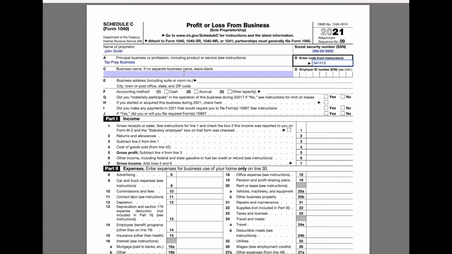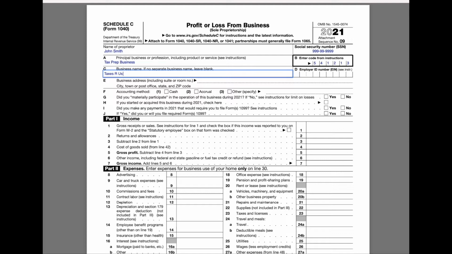Next, you would enter the business name. Next, you would enter the employer identification number. This is the number that was issued to you on your SS4. If you don't have an EIN, you can go ahead and leave it blank. Just make sure you don't enter your social security number here.